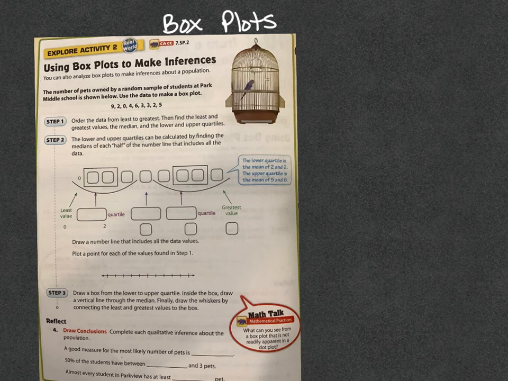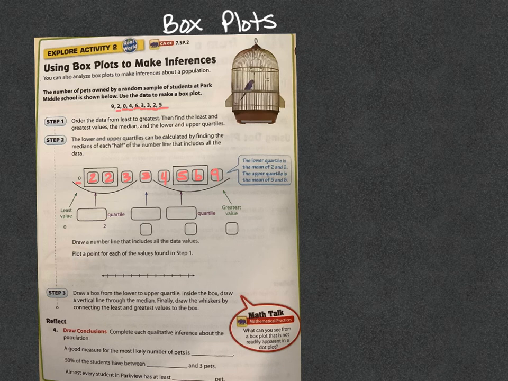So one kid had 9 pets. I wonder what kind. 2 pets, 0, 4, 6, 3, 3, 2, and 5. This time it is important that you do step 1 and get them ordered from least to greatest. To make a box plot, you do need your data set ordered from least to greatest. So we have 0. Then looks like 2 is the next one. There's another 2. Then 3 and 3. Are there any more 3s in there? Nope. Then 4. That 0 was already put in there. Then 5, 6, and finally the 9. So now they are in order least to greatest.